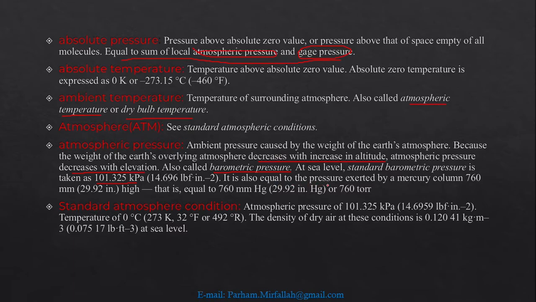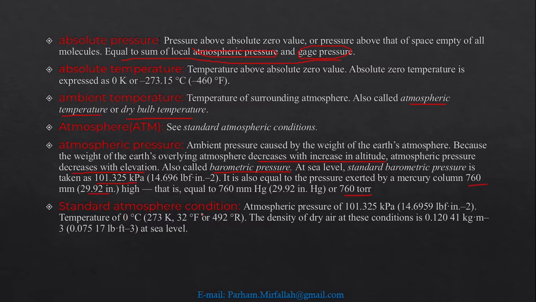It is also equal to pressure exerted by a mercury column 760 millimeter height. Actually it is Hg, millimeter of mercury. Call it millimeter of mercury, in inches 29.92. Sometimes in a question, to better solve the problem, it is equal to 760 millimeter of Hg or mercury or 760 torr. Okay, torr is one of the pressure units like Pascal or like mercury or inch of mercury or bar. These are the same. They are the units of measurement of pressure.